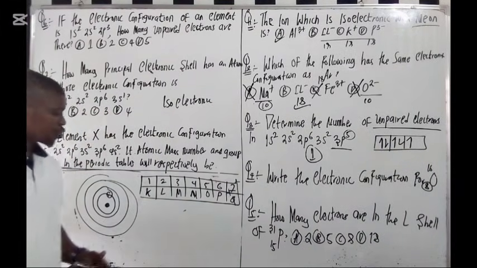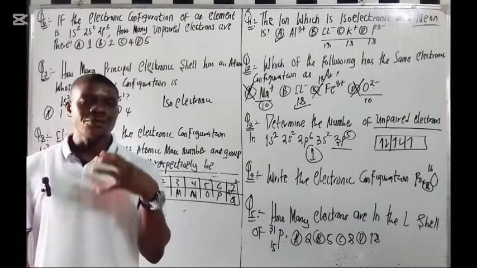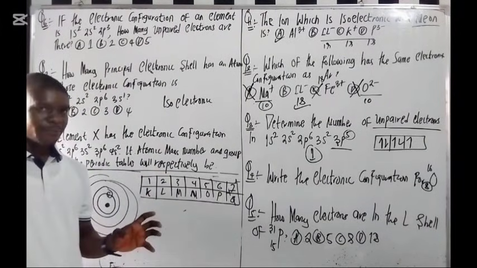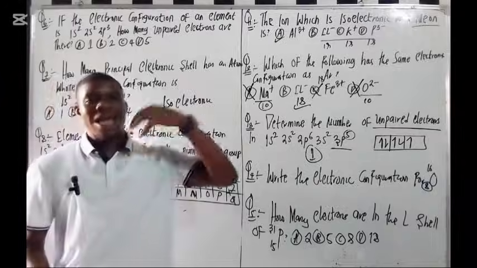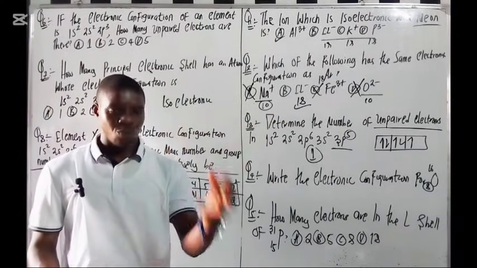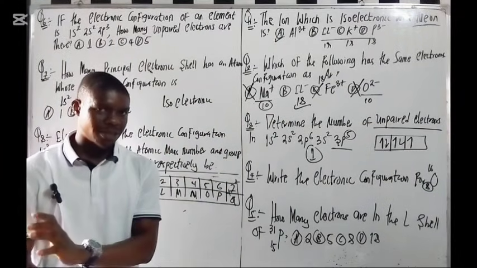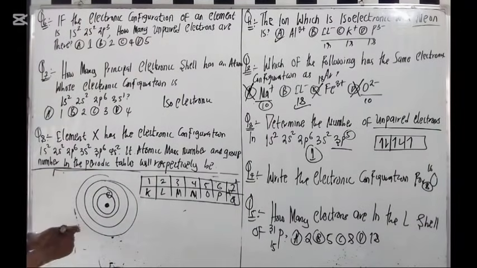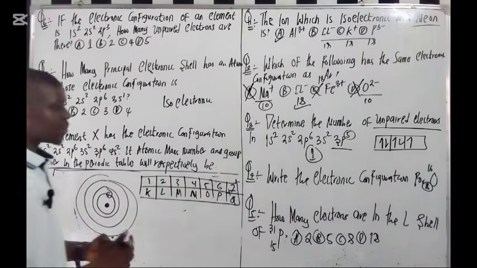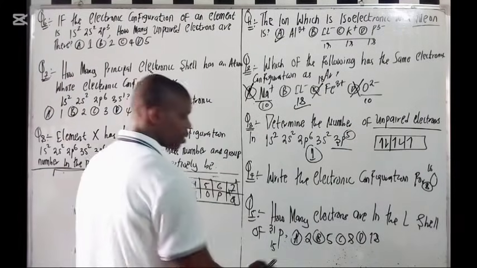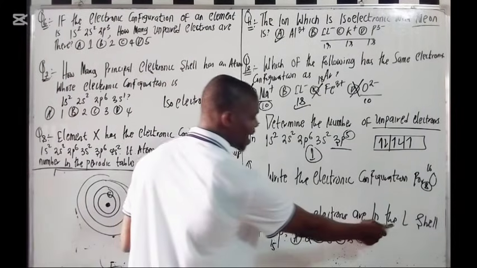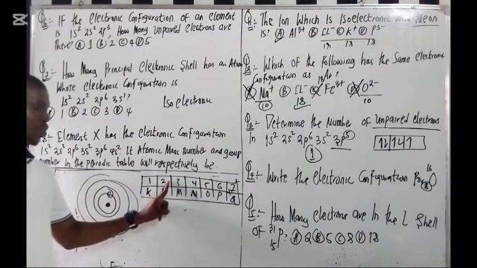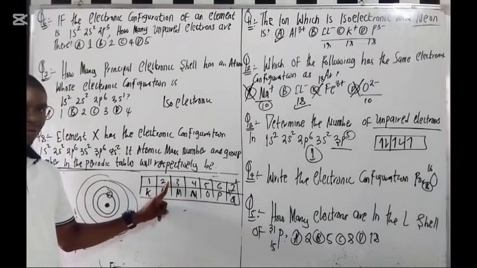Now the number of electrons that will occupy each shell differs. The higher the shell, the more electrons it can accommodate, which I'm going to talk about next time, or you can check out my complete video on quantum numbers. So now, for example, they ask how many electrons are in the L shell. The L shell is the second energy level.